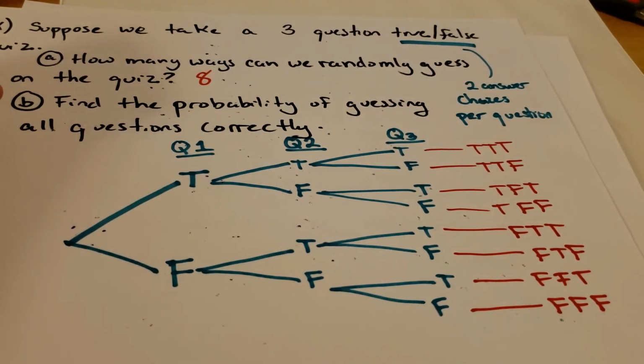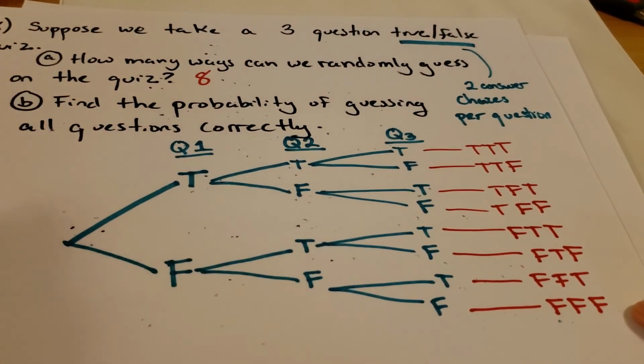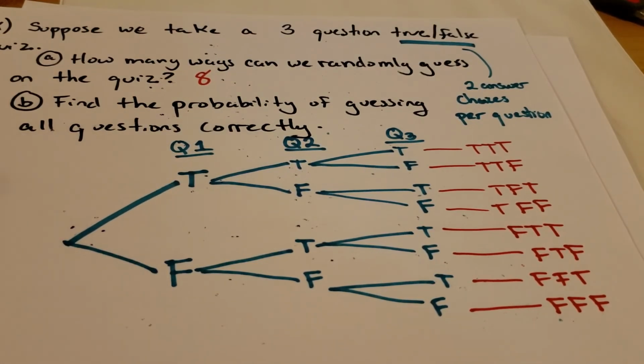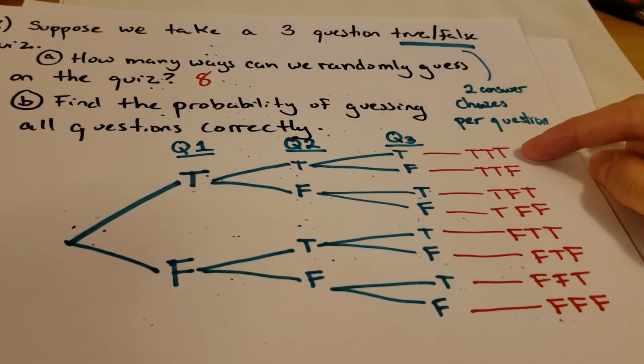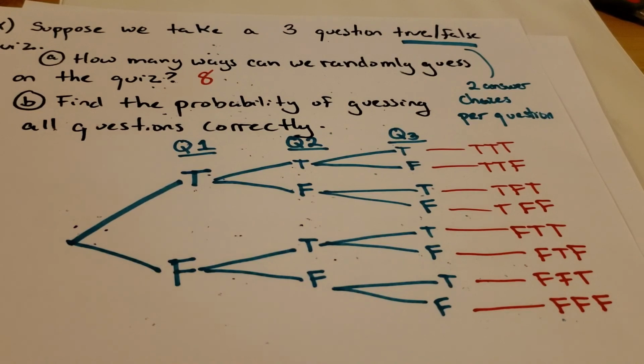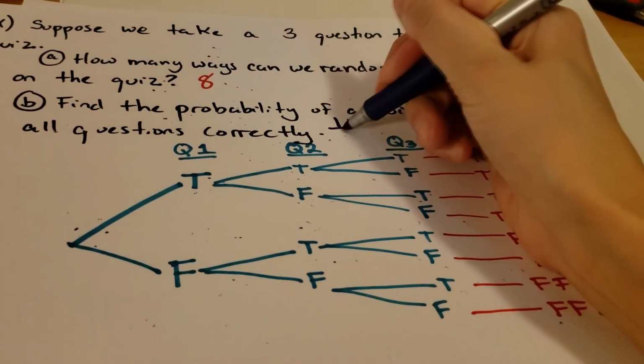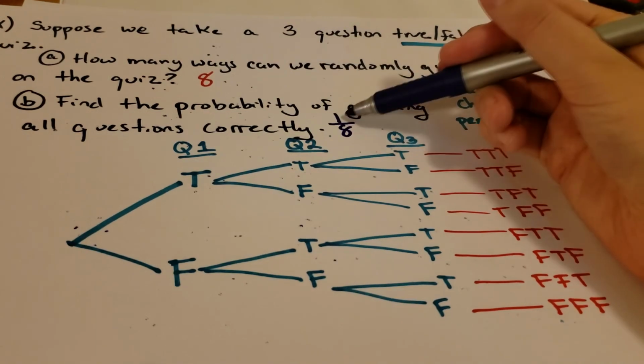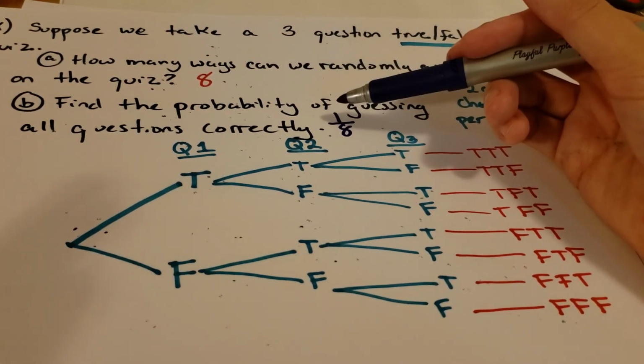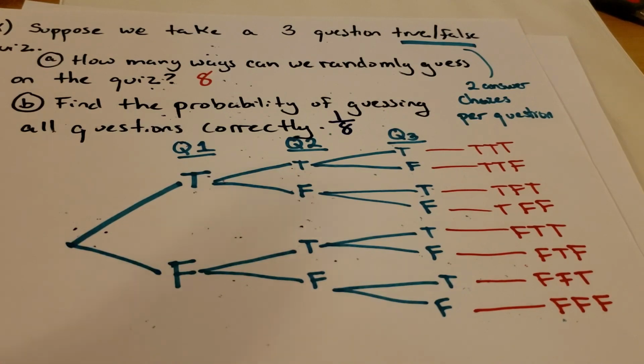Now B is asking us to find the probability of guessing all questions correctly. So we don't know whether the answer to any particular question is true or false, but we know that out of these 8 possibilities, only one of them is going to be right if we assume that a true-false question only has one correct answer. So we don't know which way is the right way, but we know only one of these is going to be the correct one. If all the answers are true, that's the only one that's correct. So our probability here would be 1 out of 8 for guessing correctly, because there's only one way to guess correctly out of the 8 possible ways you could guess if you were guessing at random.